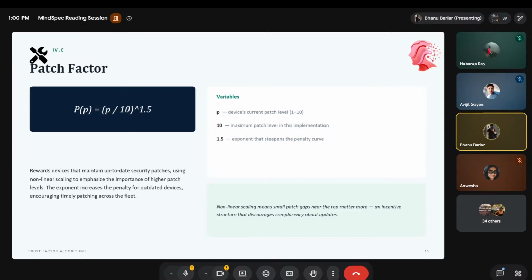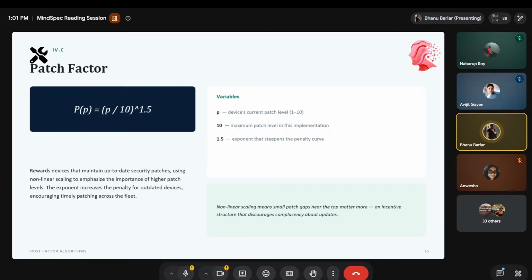For example, a device with patch level 9 should not be considered almost identical to one with patch level 10. Why? That final update may contain a critical security fix. Therefore, the equation penalizes outdated devices more aggressively, and this encourages administrators to keep systems continuously updated rather than accepting an almost current software version. Not 9, it must be 10. This factor reflects one of the core principles of modern cybersecurity: patch management is one of the simplest yet most effective security controls.